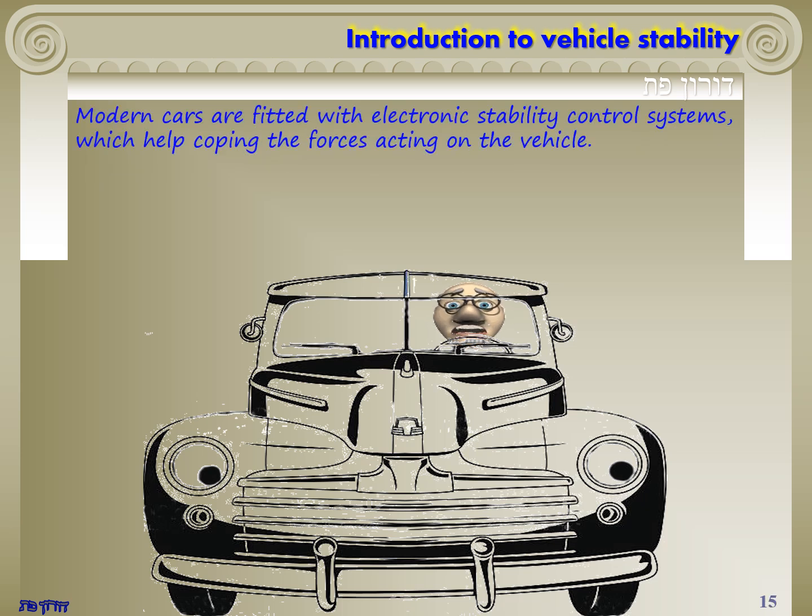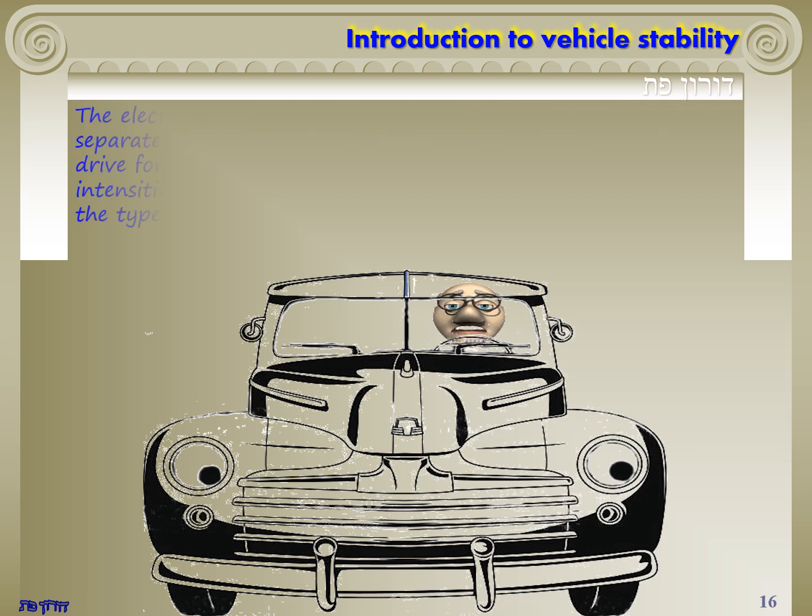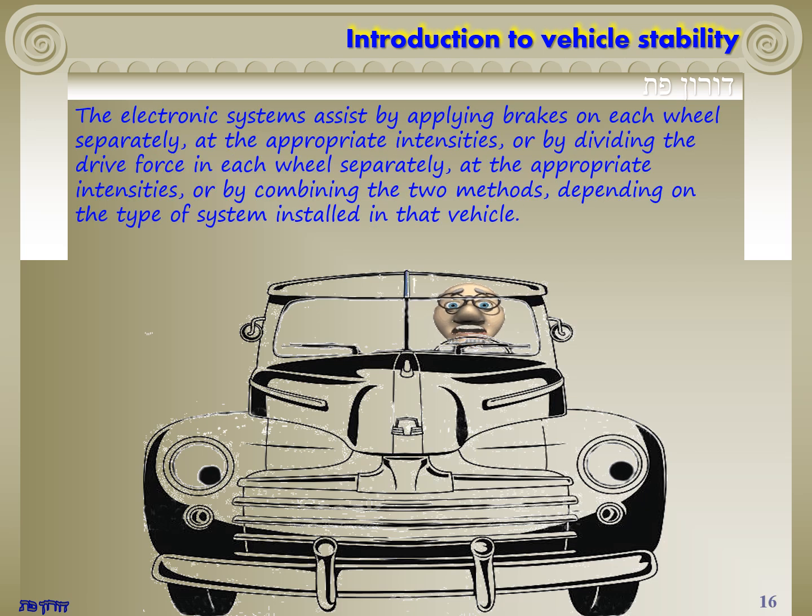Modern cars are fitted with electronic stability control systems which help cope with the forces acting on the vehicle. The electronic systems assist by applying brakes on each wheel separately at the appropriate intensities, or by dividing the drive force to each wheel separately at the appropriate intensities, or by combining the two methods, depending on the type of system installed in that vehicle.